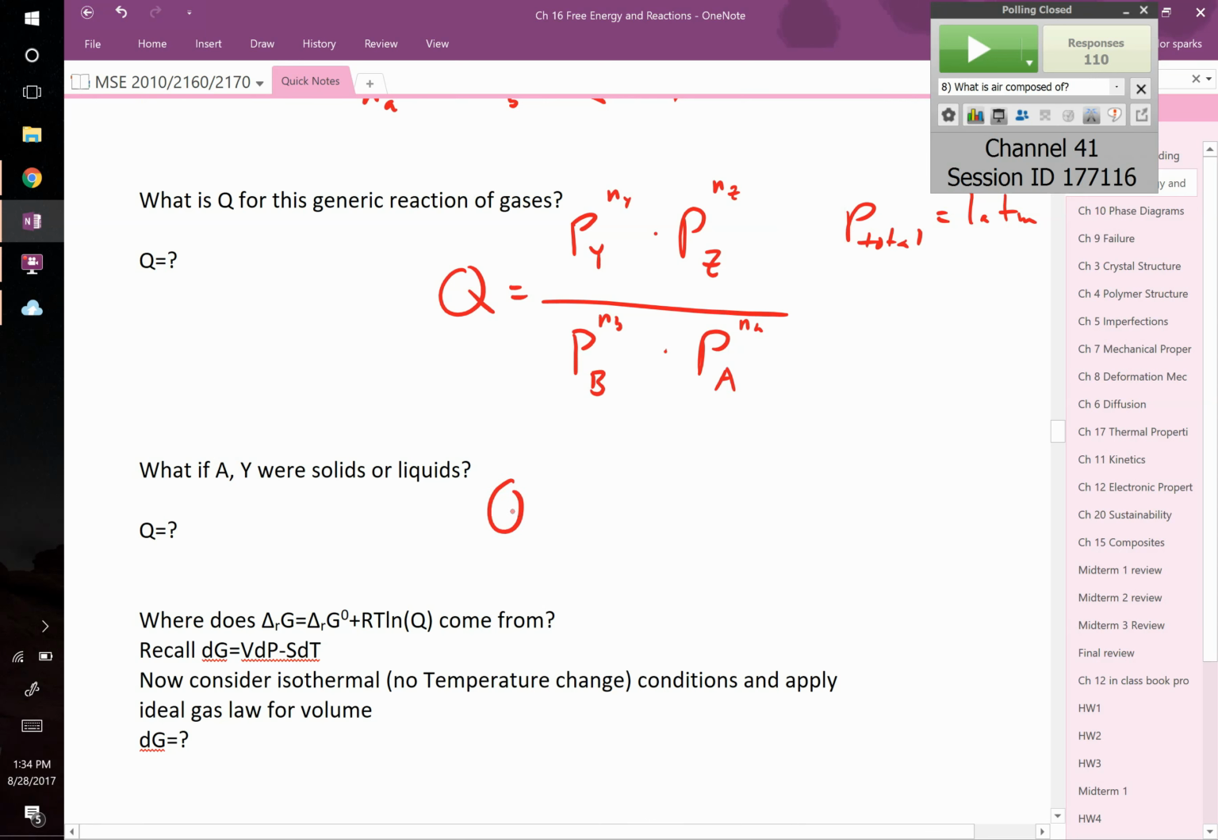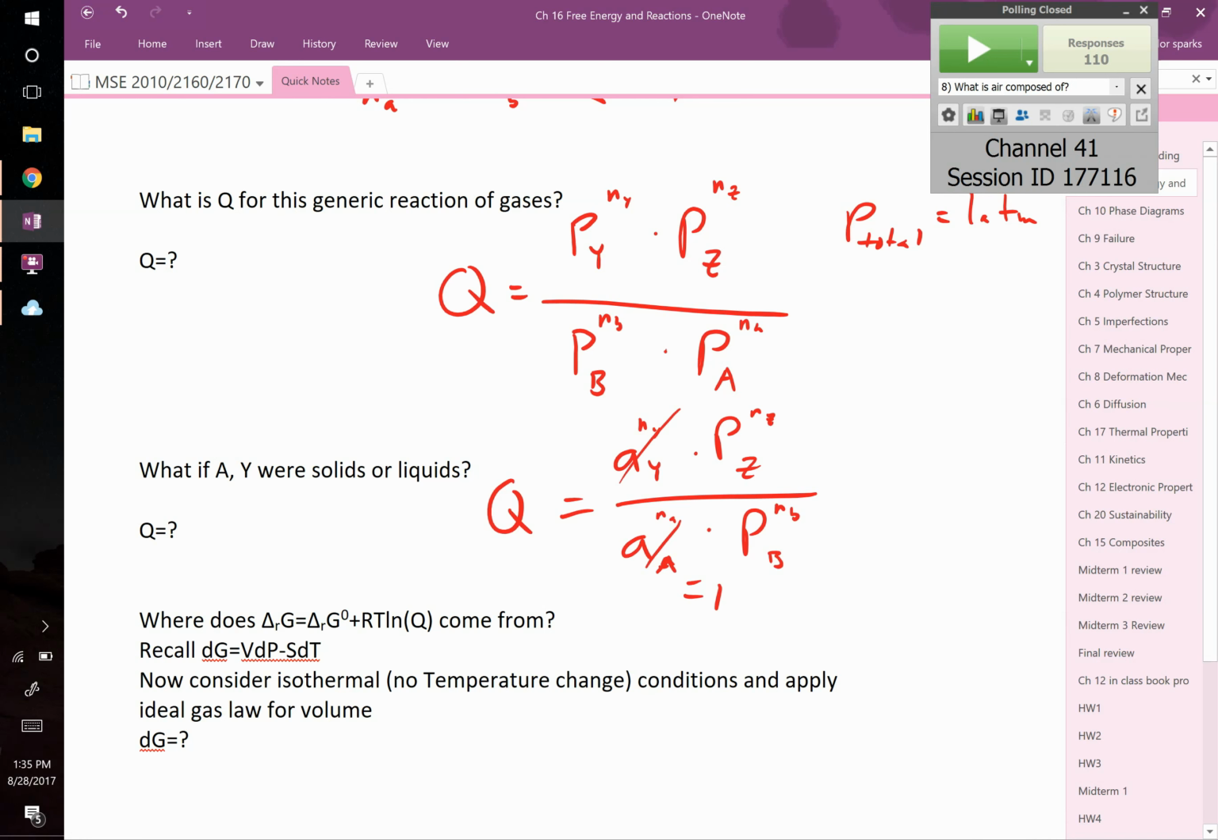Now Q would be written as follows. Q would be the activity of Y raised to the number of moles of Y times the partial pressure of Z raised to the number of moles of Z, divided by the activity of A. Oh gosh, I'm sorry, we're using the same letter A. That's unfortunate. Raised to the number of moles of A, multiplied by the partial pressure of B raised to the number of moles of B. And the activities are just equal to 1, so basically you can just ignore them. You can leave them off. They're not 0, they're 1. We say they have an activity of 1.